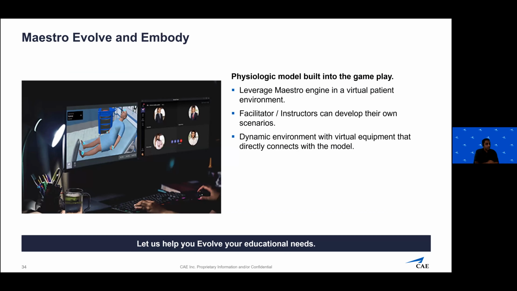And then we wanted to briefly introduce, making sure you had a chance to see, Maestro Evolve. It leverages Maestro's engine in a virtual patient environment. It is a facilitator. Instructors can develop their own content in real time, so you can still get the gameplay feeling and atmosphere, with connectivity amongst multiple people all over the world, and it allows for 40 simultaneous users right now. It creates a dynamic environment with virtual equipment, and allows you to drive physiology changes as people interact with the equipment in real time, right?